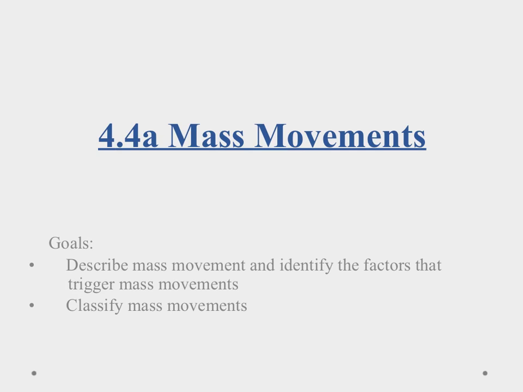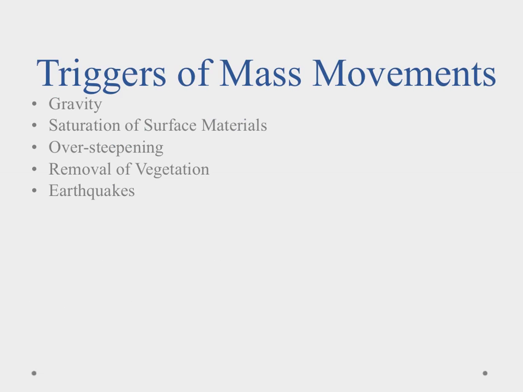In this video we'll describe mass movement and identify the factors that trigger them, and also we'll classify the different mass movements. So let's talk about what mass movements are and what triggers them. Mass movements are when we're moving a large section of the Earth's crust at a time. We're not talking a tectonic plate size, but we're talking like a side of a mountain. It's like a rock slide, a mud slide, things of that nature. We'll talk about the different examples so you can see what they are.